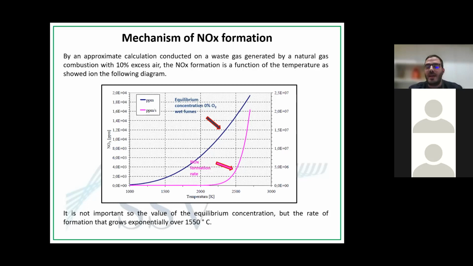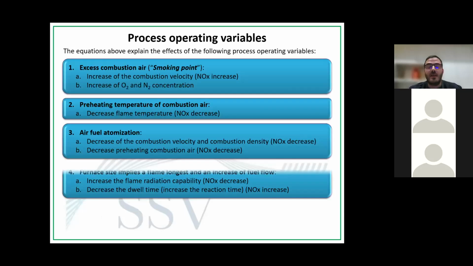So there are many variables that affect the NOx generation, and the first one and the most obvious is combustion air. An increase in combustion air means an increase in NOx.